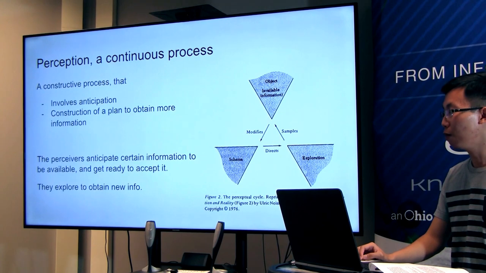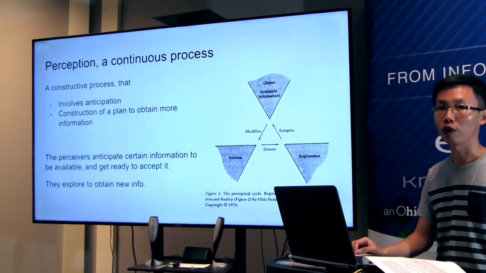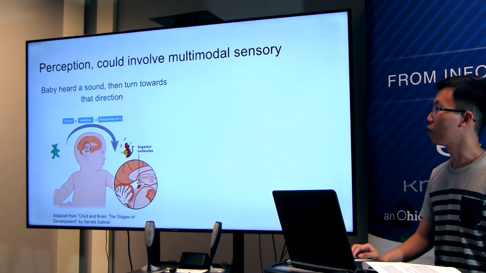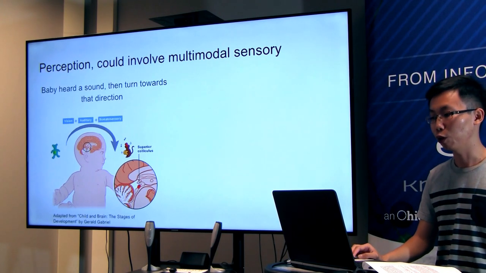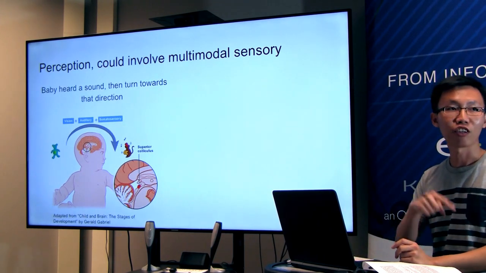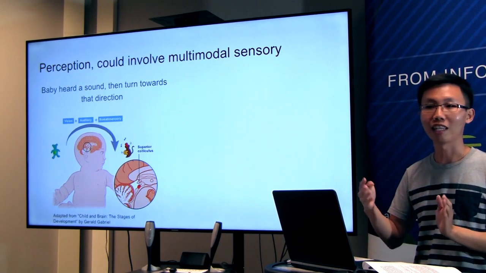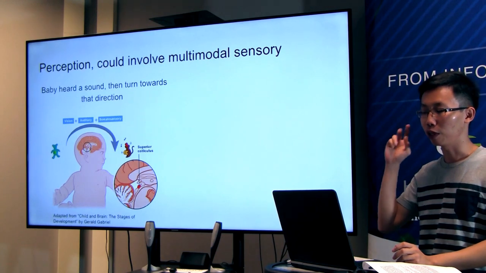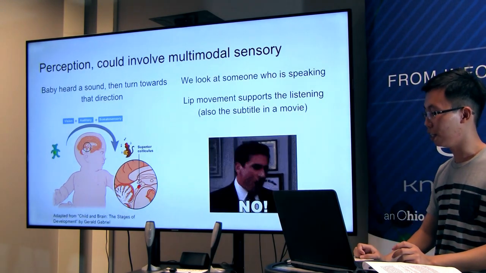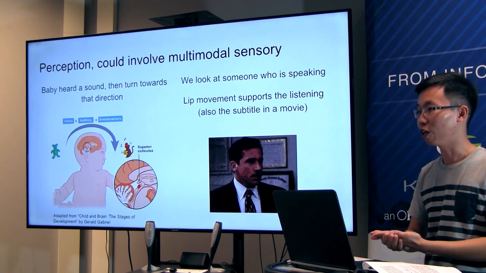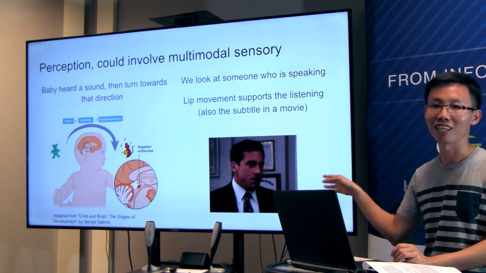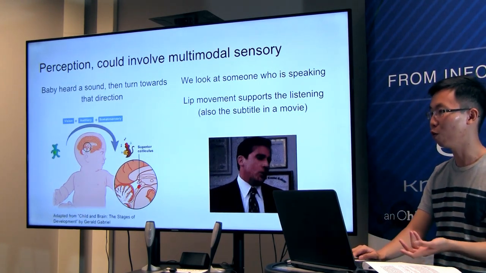And oftentimes they explore to obtain new information. He also says that perception is not restricted to a single sensory system. Perception could involve multimodal senses. For example, when a baby hears a sound from the opposite direction, the baby would turn to that direction. It's because when he heard something, he perceived there is something behind and he wants to see, so he turns his head. Another example is when we look at someone who is speaking, the lip movement supports the listening. And also in this video, the lip movement supports the subtitle. So we can see that we use multimodal senses in perception.